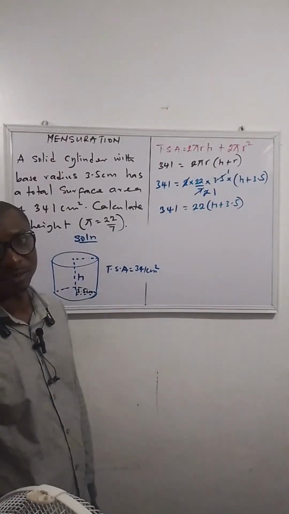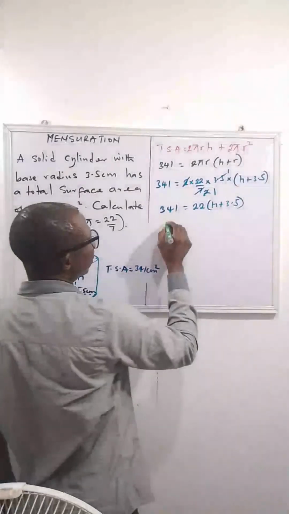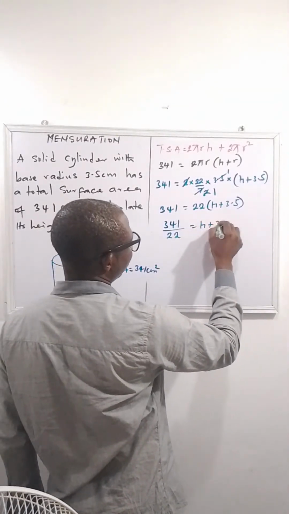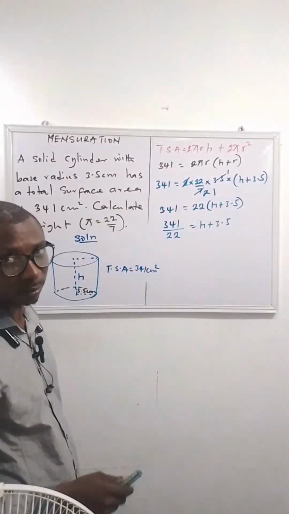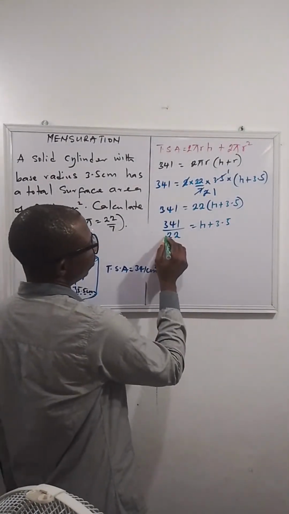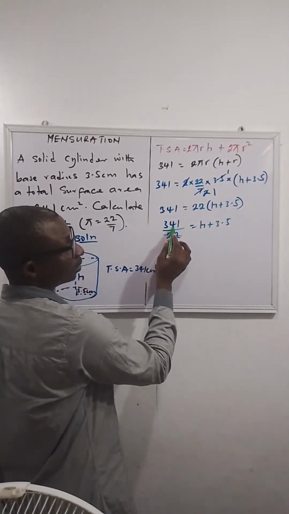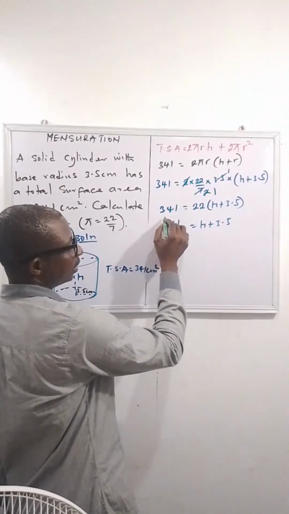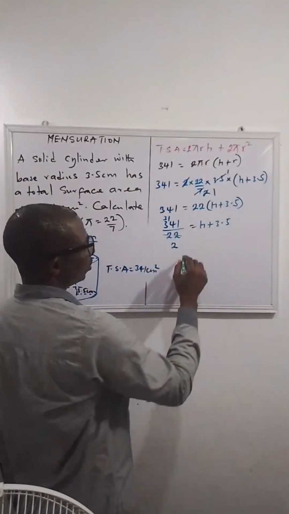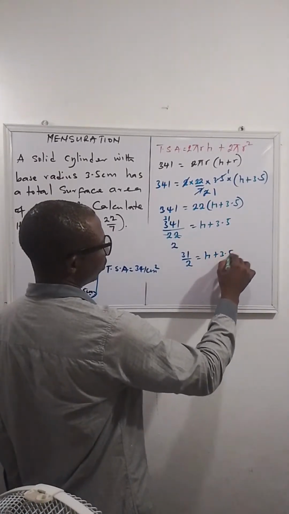The next thing is to divide both sides by the coefficient of what we have in the bracket here. So we have 341 over 22 equals h plus 3.5. You get that now? How do we simplify this? 11 goes into 22 twice. 11 goes into 34 three times, remainder 1. 11 goes into 11 once. So we have 31 over 2 equals h plus 3.5.